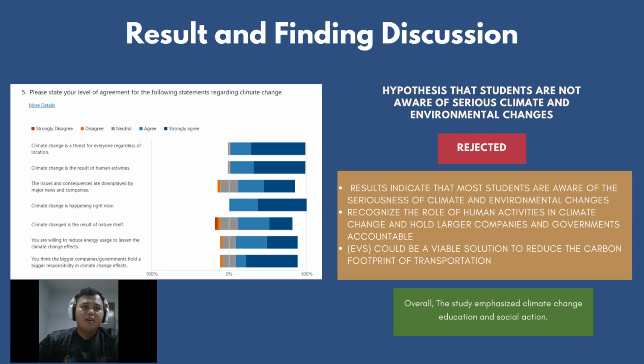This aligns with the growing awareness of the impact of climate changes and the need of collective actions to address the issues. Given the willingness of the respondent to reduce their energy usage and contribute to mitigating climate change, the implementation of electric vehicles (EVs) could be a viable solution to reduce the carbon footprint of transportations. This could lead to a significant reduction in greenhouse gas emission and contribute to addressing climate changes issues. Overall, the study finding highlight the importance of awareness and education about climate change issues and the need for the collective action to address the issue.